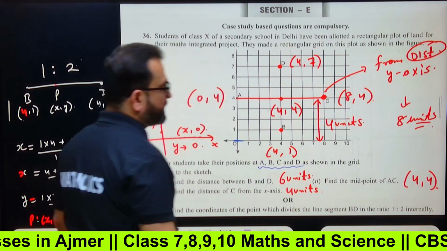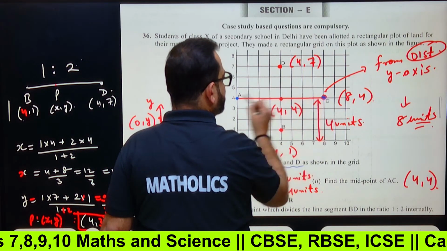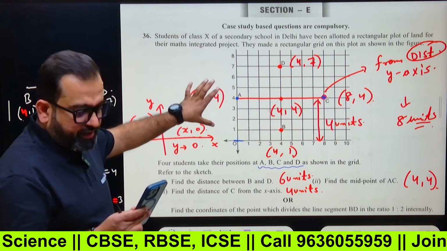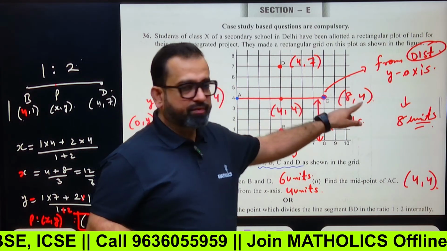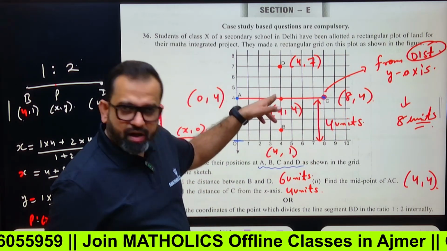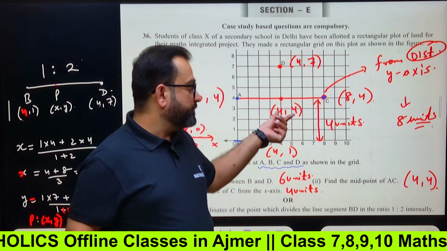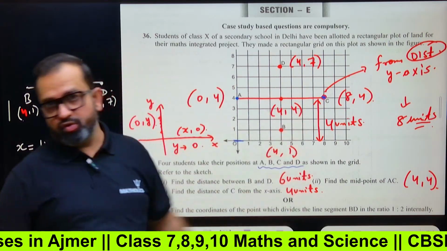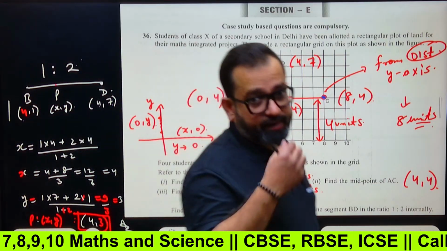Second, find the midpoint of AC. This point is A and this point is C. This is also an oral question. First, find the coordinates of A. Coordinates of A are 0, 4. Coordinates of C are 8, 4. So this is 8 units, and the midpoint will be at 4 units, since 8 by 2 is 4. The y coordinate will be 4 as this point is at this height. So 4, 4 is the final answer.